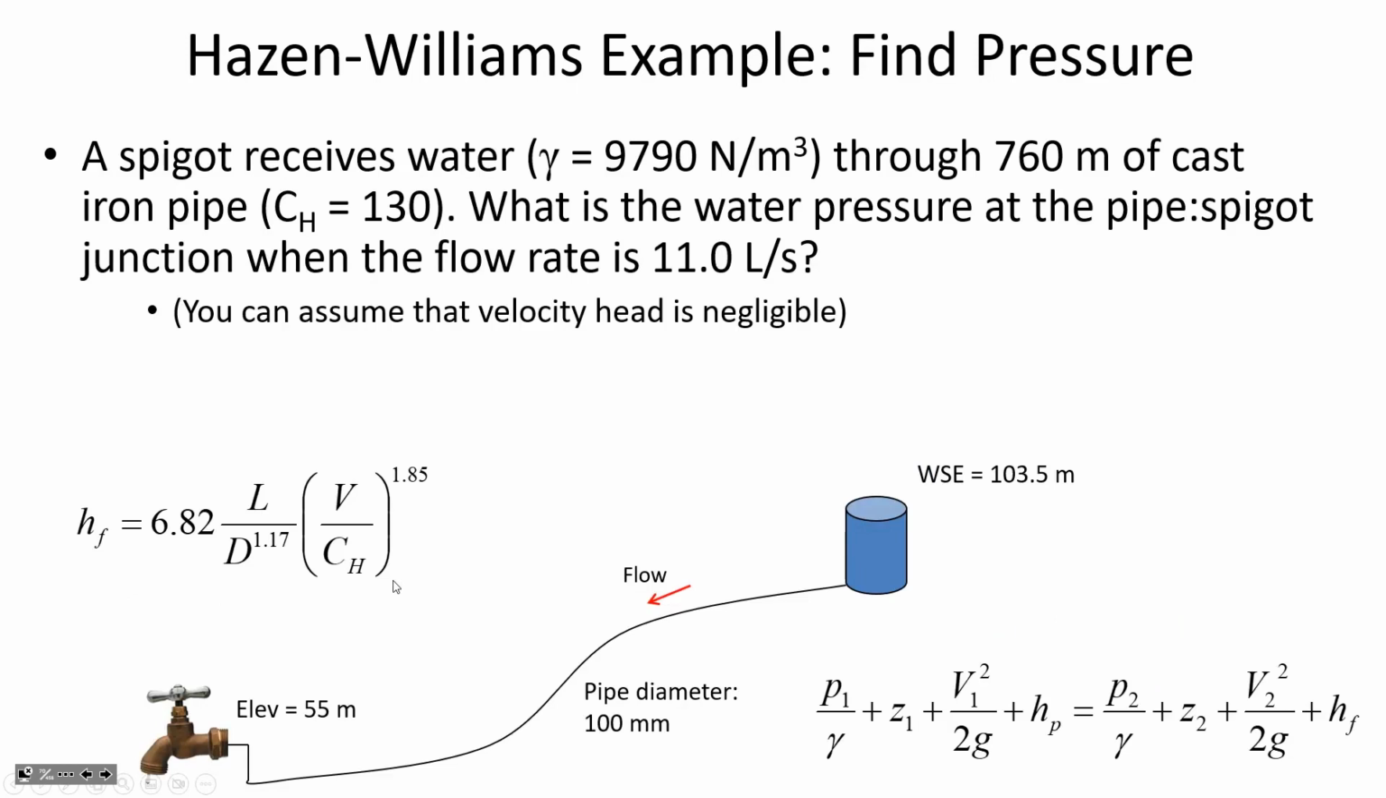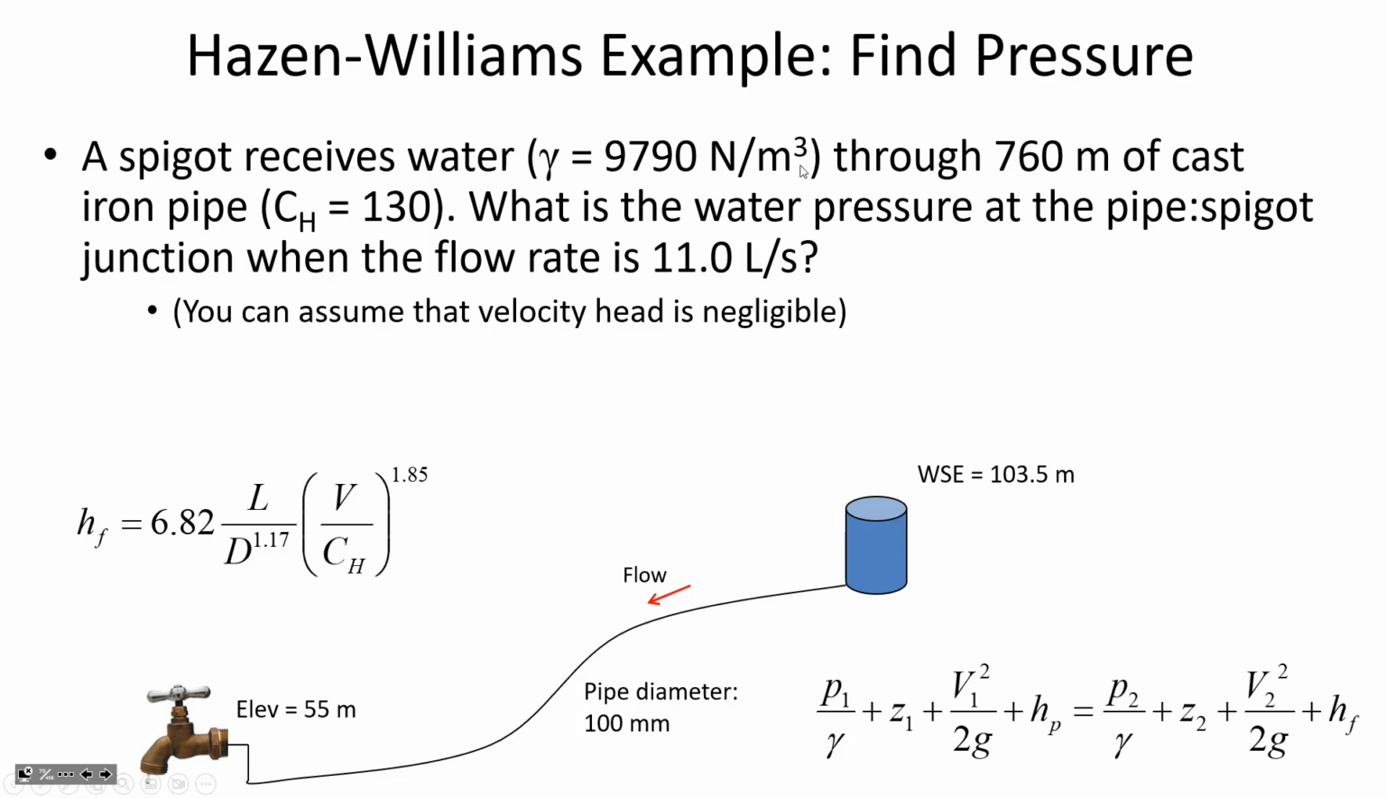Now let's get some practice applying the Hazen Williams equation. Let's say that we've got water starting in a tank. So it's flowing through a pipe to a spigot, and it's flowing through cast iron pipe. And so we go to some table and we find out that the Hazen Williams friction factor C is 130 for cast iron. Now here we've got a specified unit weight of water of 9790 newtons per meter cubed.